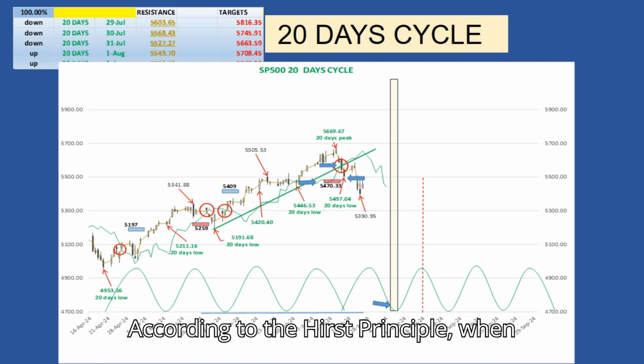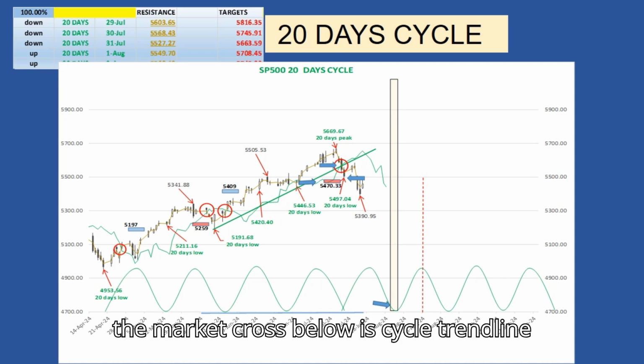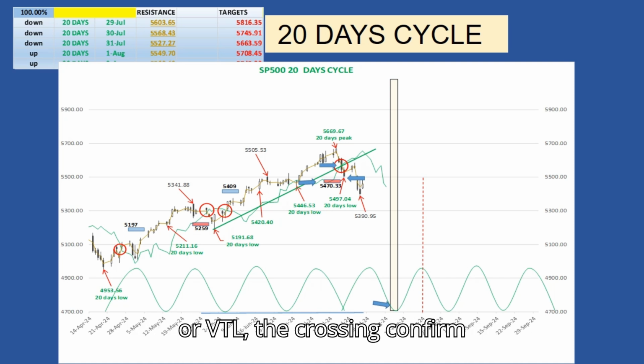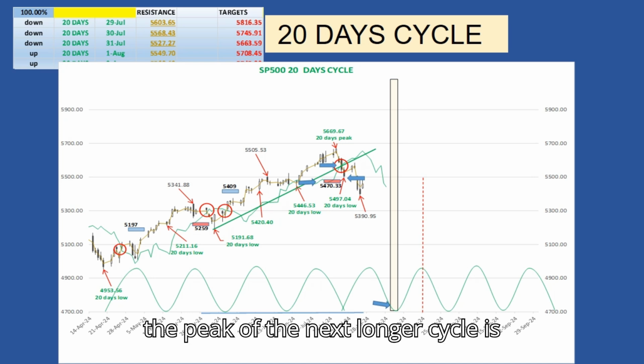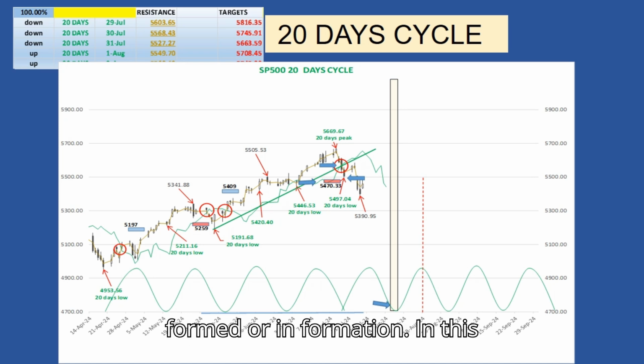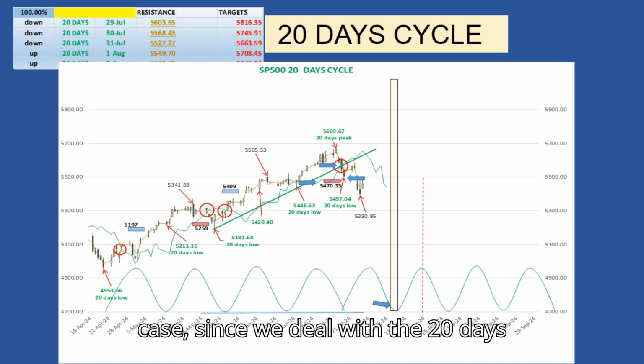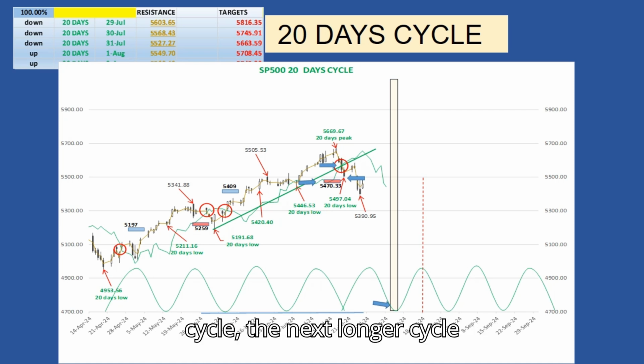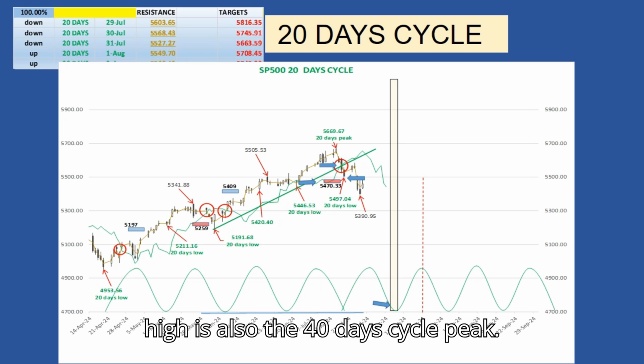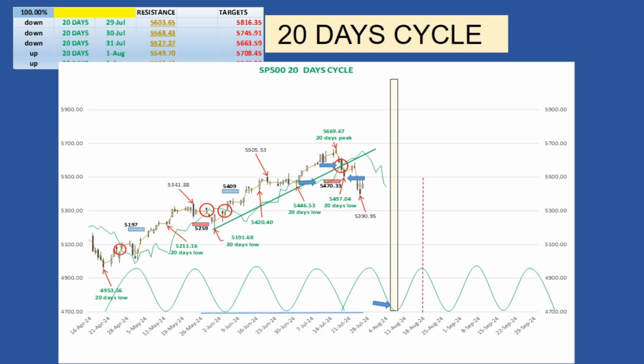According to the Hurst principle, when the market crosses below its cycle trend line, or VTL, the crossing confirms the peak of the next longer cycle is formed or in formation. In this case, since we deal with the 20-day cycle, the next longer cycle is the 40-day cycle. Then the 5,669.67 high is also the 40-day cycle peak.